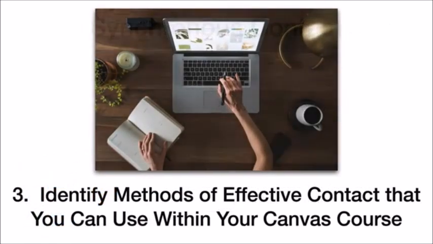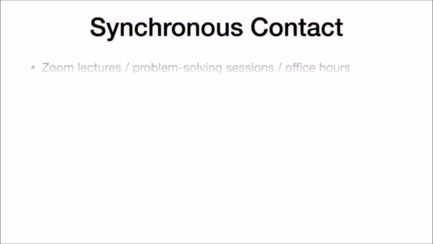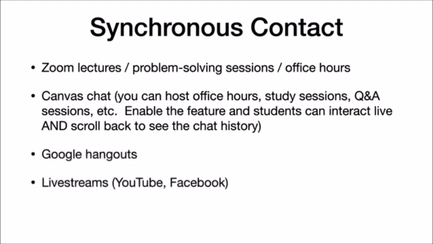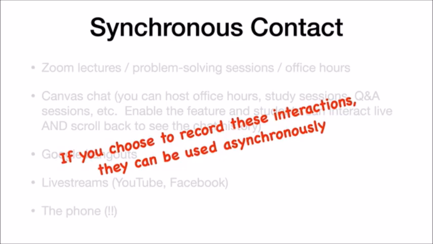What about methods of effective contact? So synchronous contact first. Obviously things that happen in real time over Zoom: your lectures, problem solving, office hours. Canvas chat is something you can enable in your Canvas course, and that is synchronous. The cool thing about that is that students can be chatting live, but they can also scroll back and see the history of the chat. Google Hangouts and live streams are also synchronous options. I guess the phone. Does anybody use the phone? I don't know. Now, if you record any of those interactions, they can also be used asynchronously.